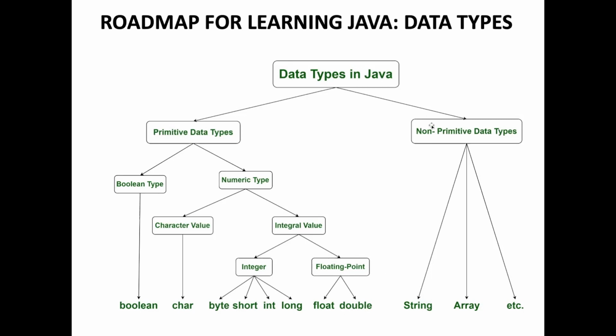On the other hand, you also have non-primitive data types. These typically involve user-created or user-generated data types, or some of these data types are already in the Java SDK, like string, arrays, classes, and things that you can make use of already. We'll go over most of these data types in a separate video.